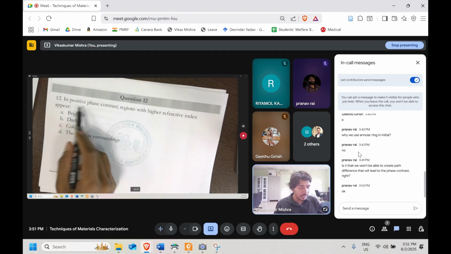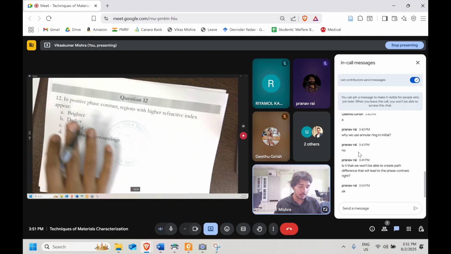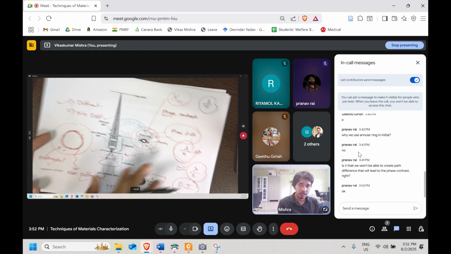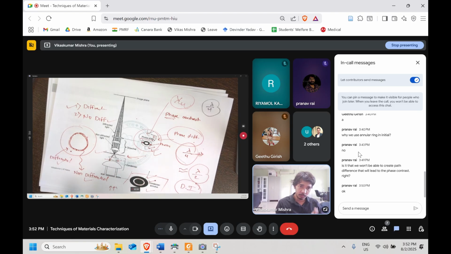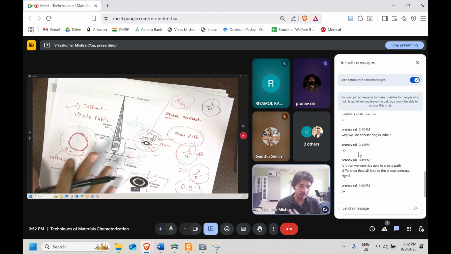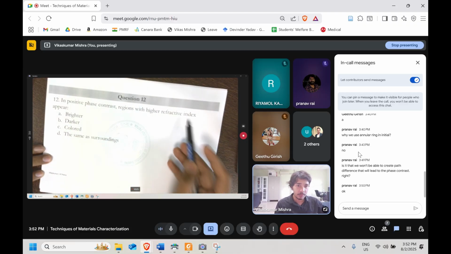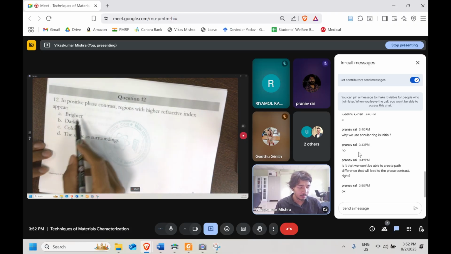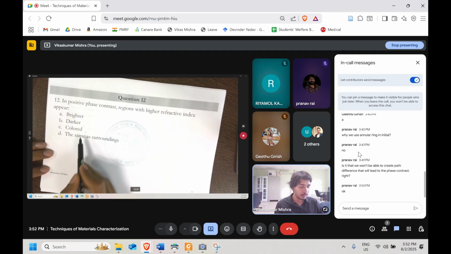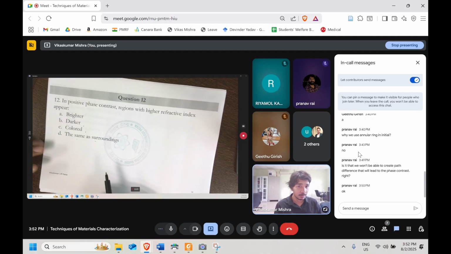In the positive phase contrast, don't get confused by positive and negative. Whatever we have discussed till now, the entire scenario, is a positive phase contrast. The region with the higher refractive index will appear brighter, darker, colored, or the same as the surrounding. What do you think?